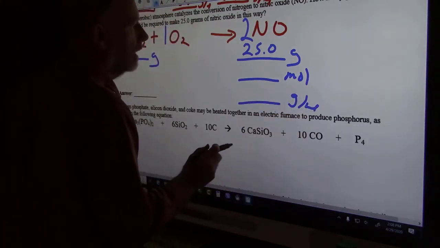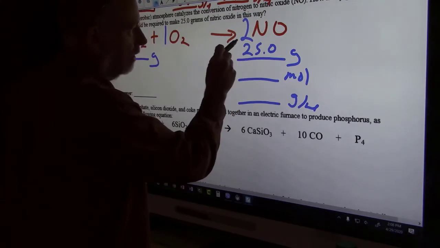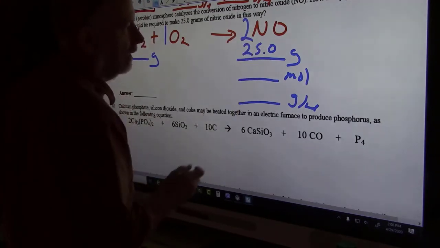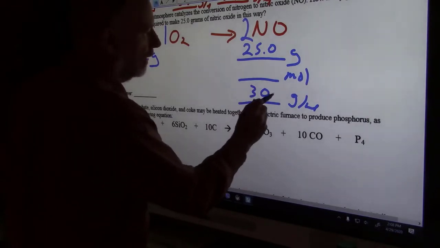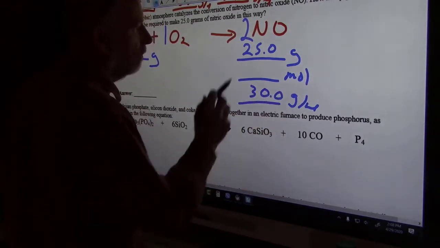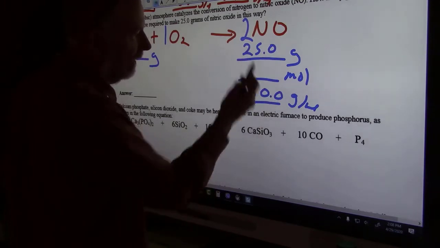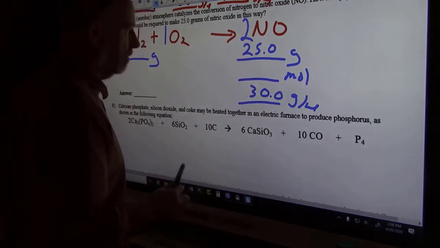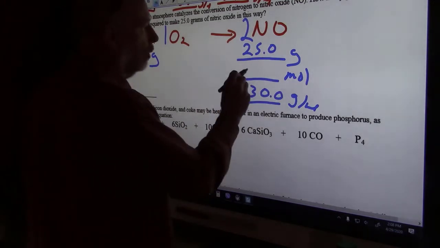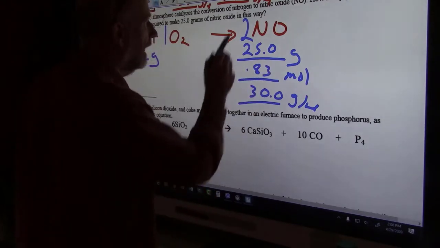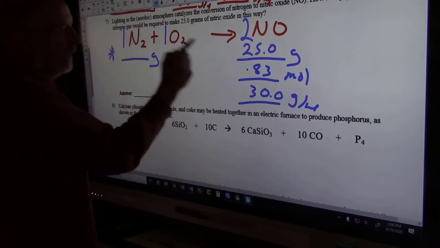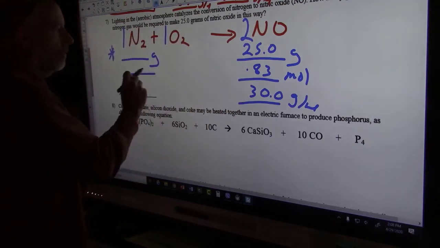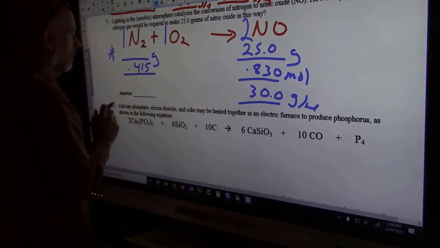All right. NO, don't use the 2. 14 plus 16 is 30. 30 grams per mole. I need 3 sig figs. Moles equals grams divided by molar mass. 25 divided by 30 is 0.83. 0.83 moles. It's a 2 to 1 mole to mole ratio. 2 is to 1, half as much, as 0.83 is to 0.415 moles.